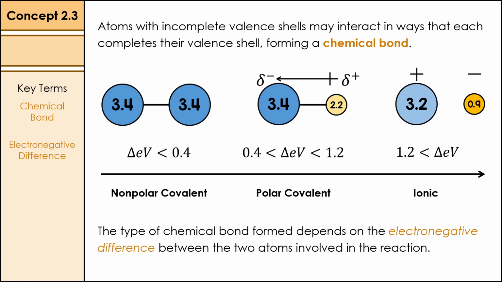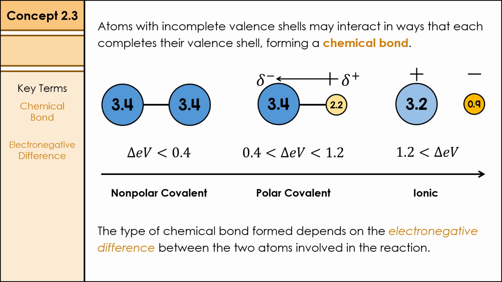If there's a slight difference between the electronegativities of our two atoms, somewhere between 0.4 and 1.2, we will get what's termed a polar covalent bond. So one of those atoms is going to be a little bit of an electron hog. And what that is going to create is what we call a dipole. A dipole is a representation of partial charges between our atoms.